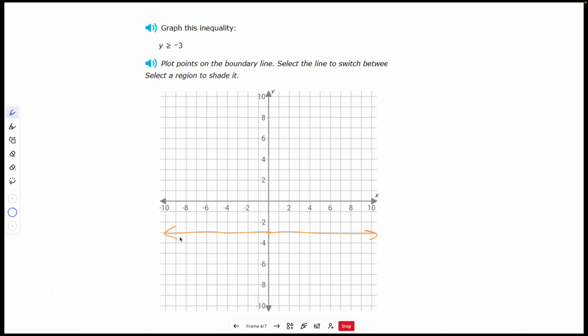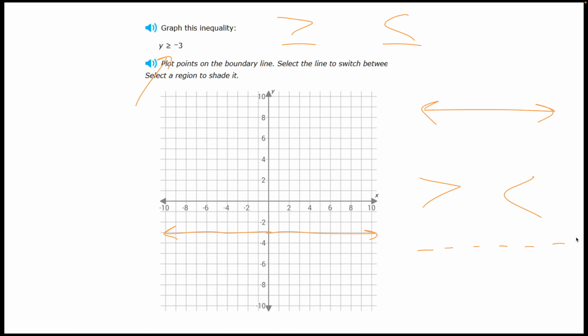All right. Now, two things you have to pay attention to. Number one, this says y is greater than or equal to -3. If it has the line underneath, so like this or like this, then the line that you draw is going to be a solid line. Okay? However, if it is greater than or less than, your line will be a dashed line. Okay? So you have to pay attention to the inequality. So here we're going to do a solid line.